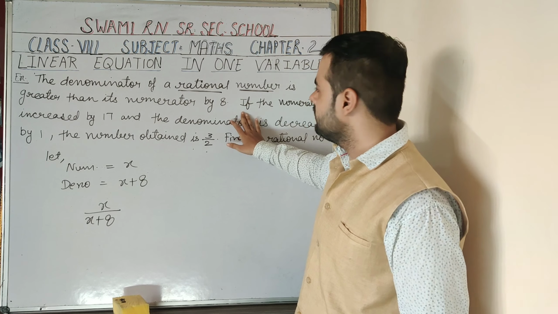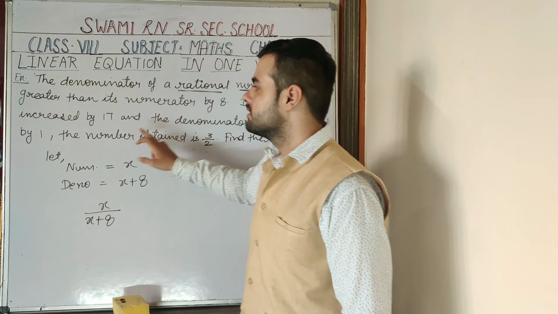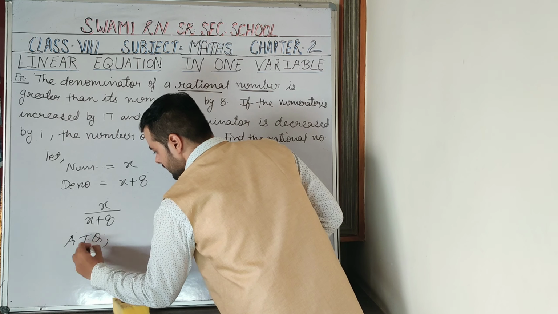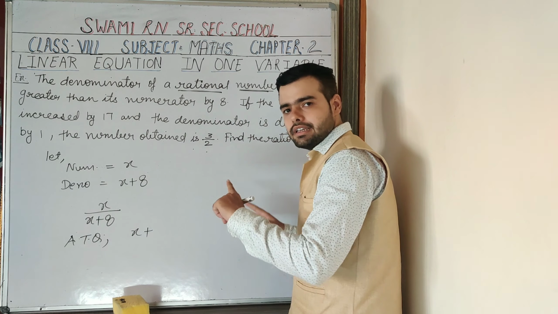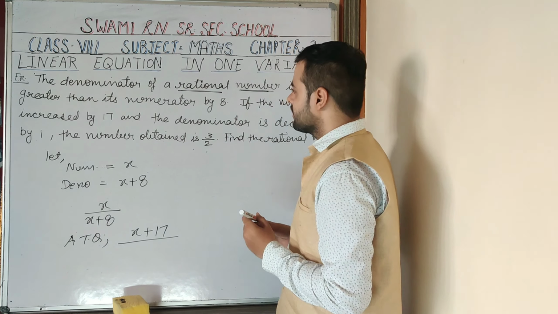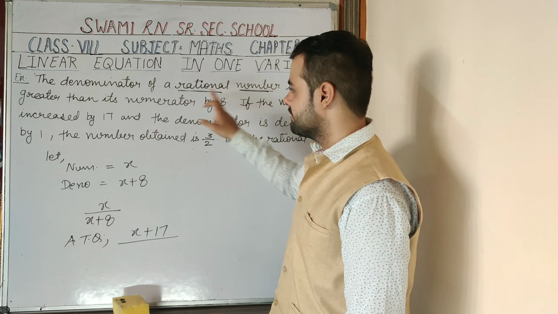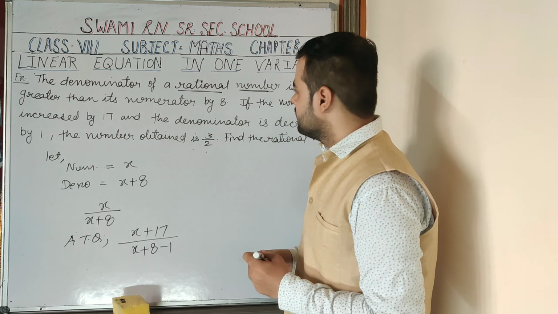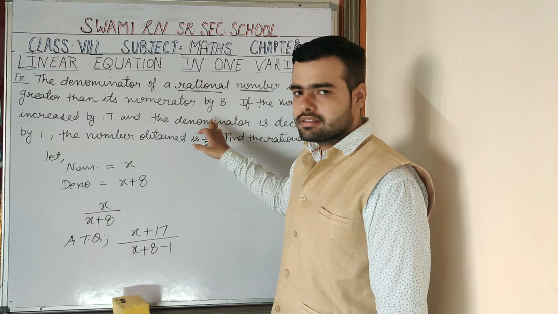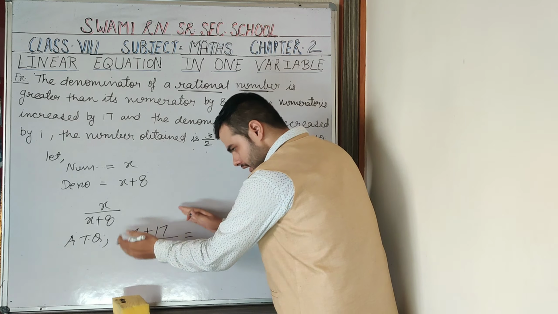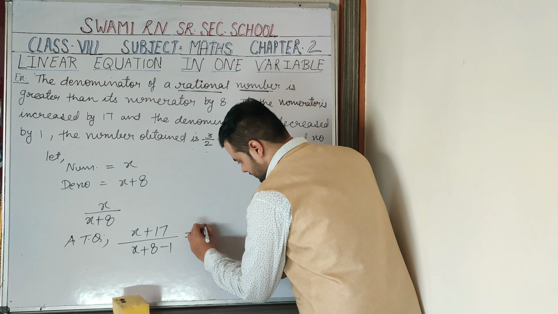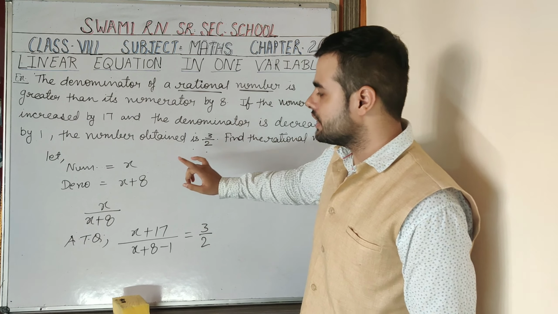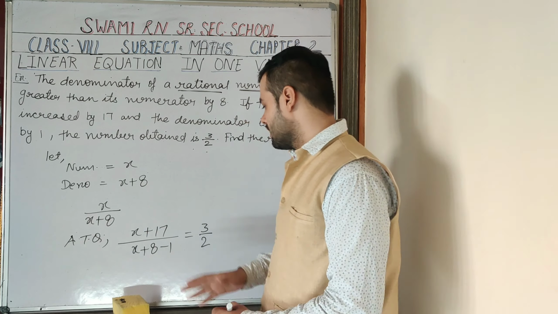Now the question says, if the numerator is increased by 17 and the denominator is decreased by 1, the number obtained is 3 upon 2. After solving it, the number which is obtained is 3 upon 2. So find the rational number, meaning we have to find the numerator and denominator values. How will we solve it?